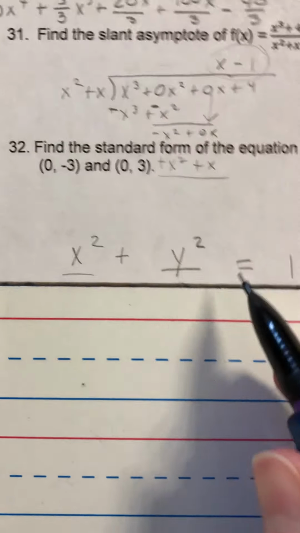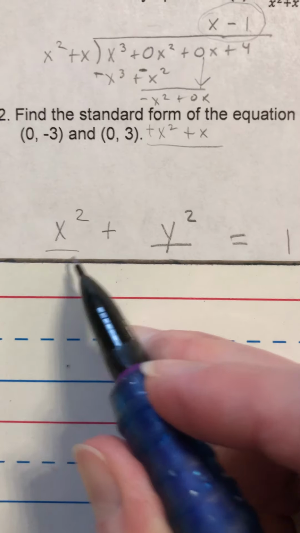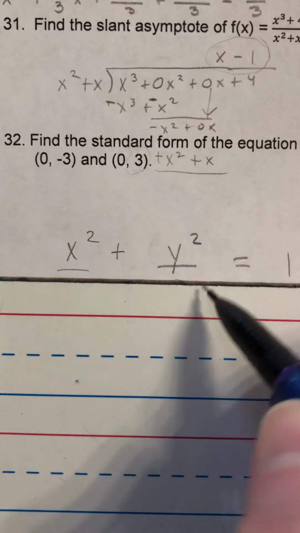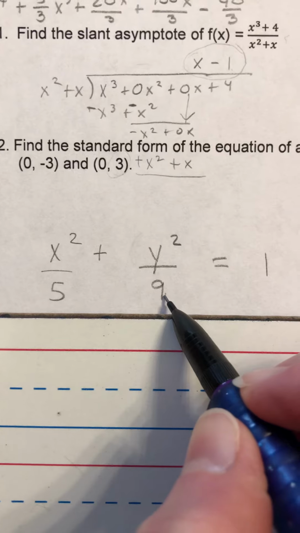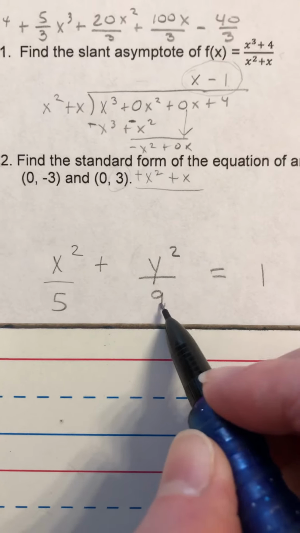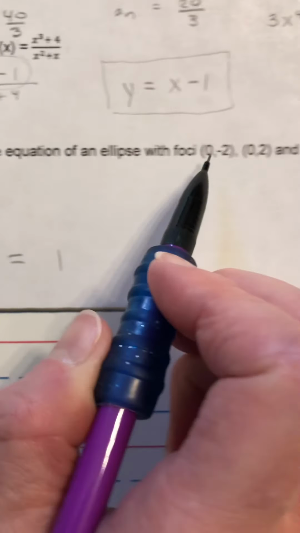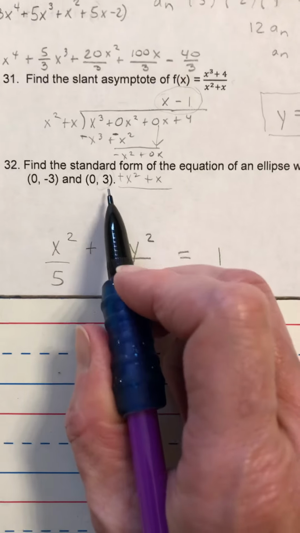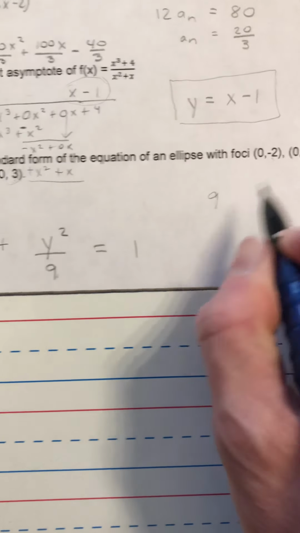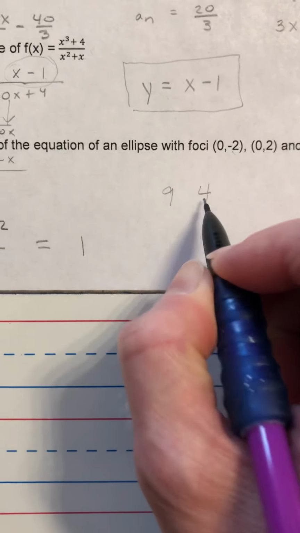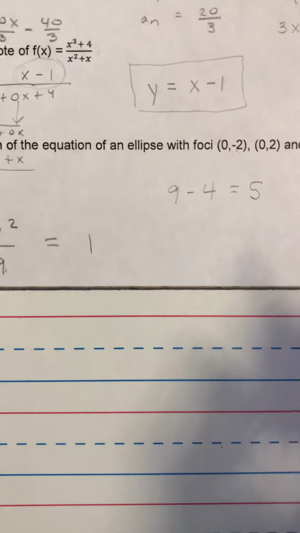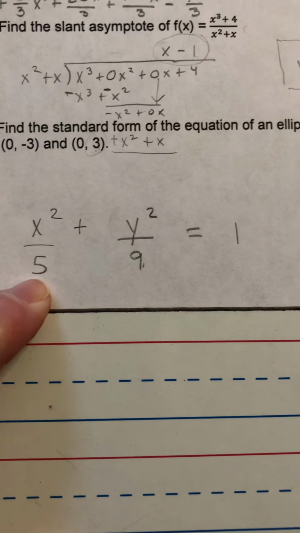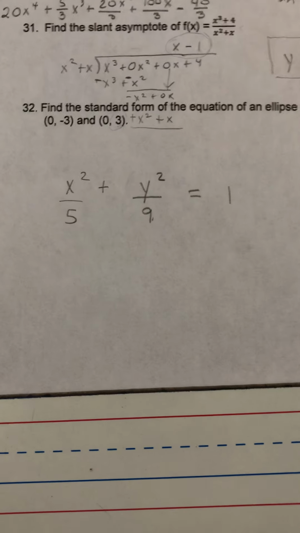So the general equation starts off like this, and you just have to figure out what we're going to put in the denominators. So square the 3, and that gives you 9. That's how I know what to put here. And remember, this number should be bigger than this because the foci are always on the major axis. To calculate this number, I just have to square the 3 is 9, square the 2 is 4, subtract it, and that will give you 5. So that's what goes here. And then that is the equation in standard form of the ellipse.